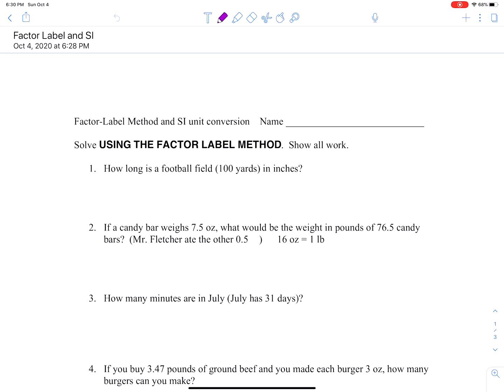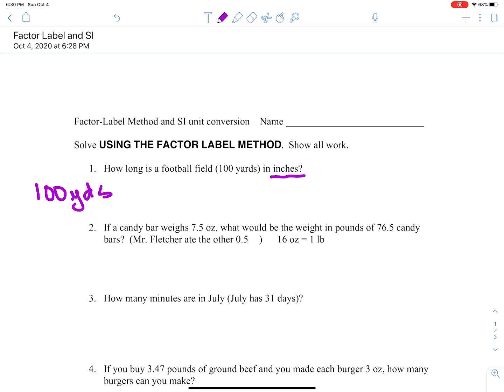So the first problem says, how long is a football field in inches? So we know there's 100 yards in a football field. So there's some things we have to know first. So part of problem solving is understanding what we have, and then understanding what we got to get to. So we know we need to start with 100 yards because that's how big a football field is. And it's asking us to find inches. So that's what we have to end up with.